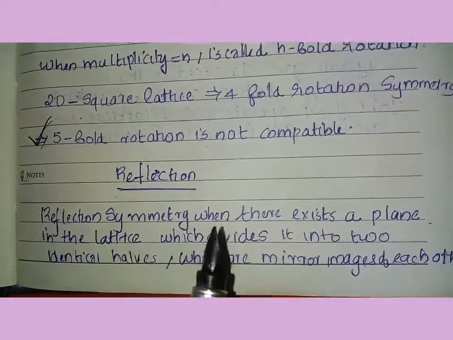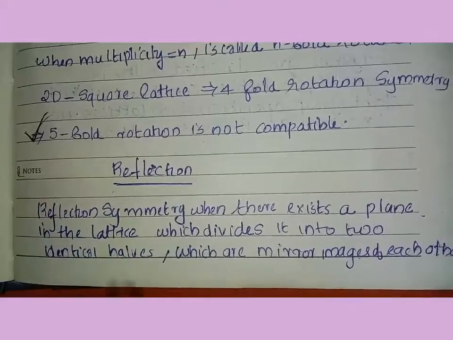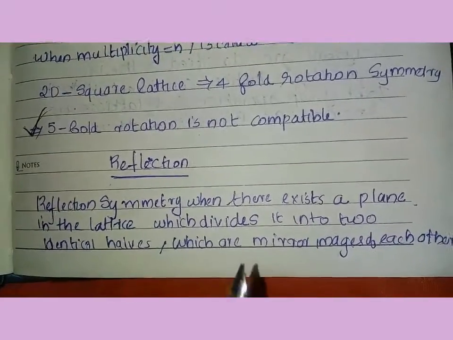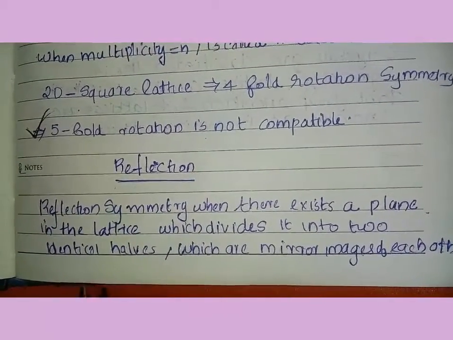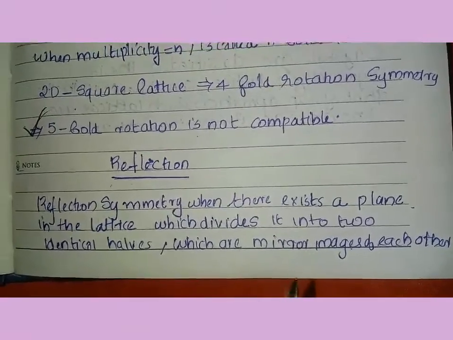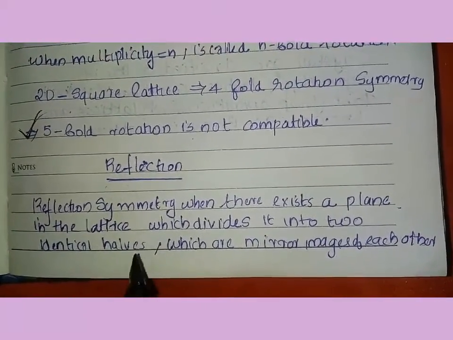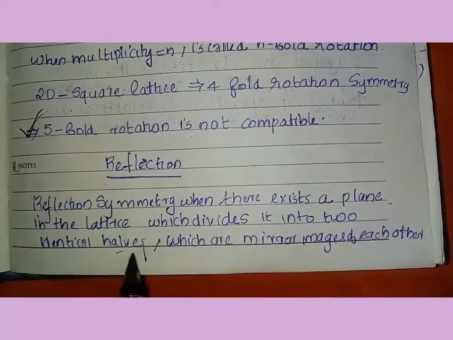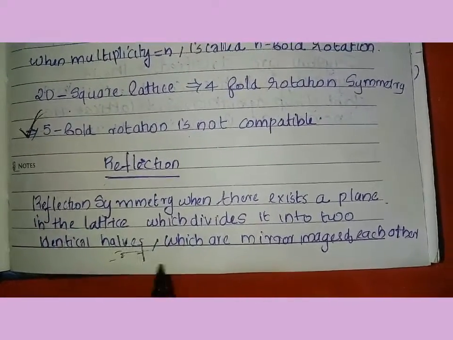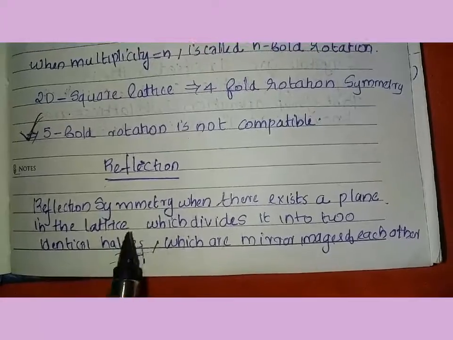Reflection symmetry exists when there is a plane in the lattice which divides it into two identical halves that are mirror images of each other. That is, a plane which cuts the lattice points like a mirror image. That is called reflection symmetry.